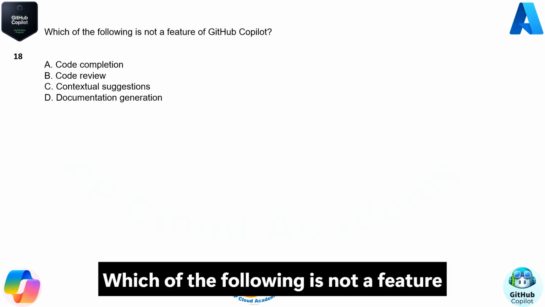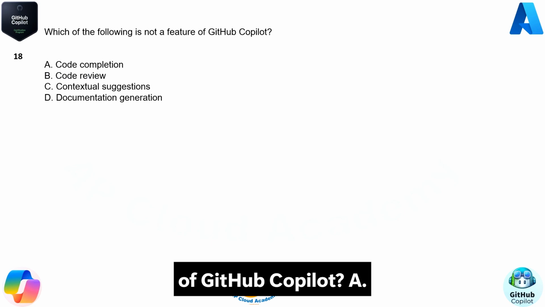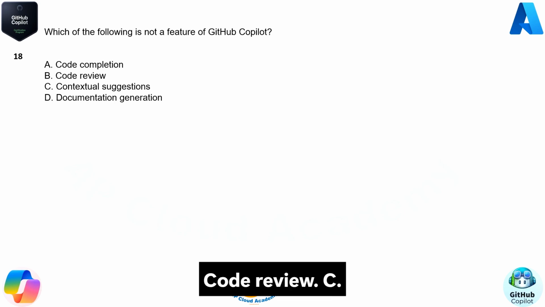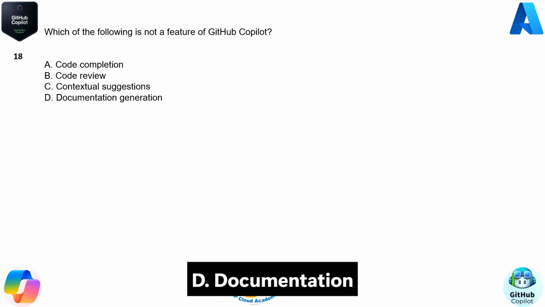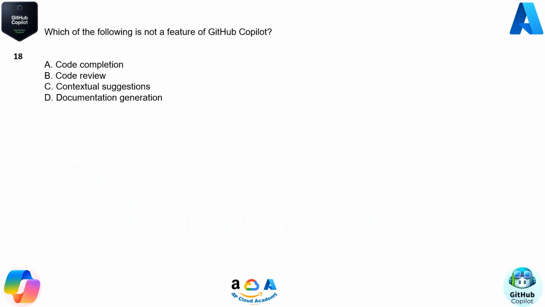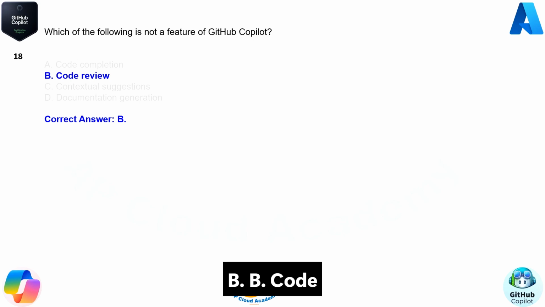Which of the following is not a feature of GitHub Copilot? A. Code completion. B. Code review. C. Contextual suggestions. D. Documentation generation. Correct answer, B. Code review.